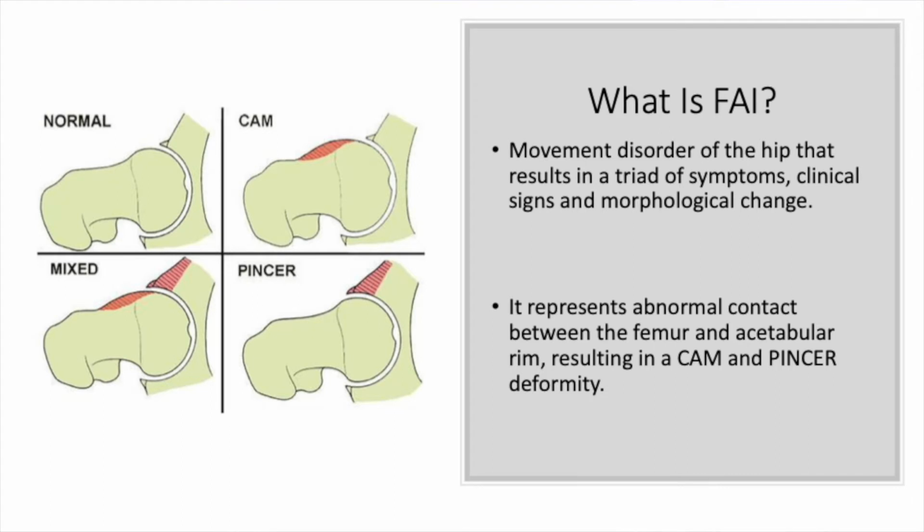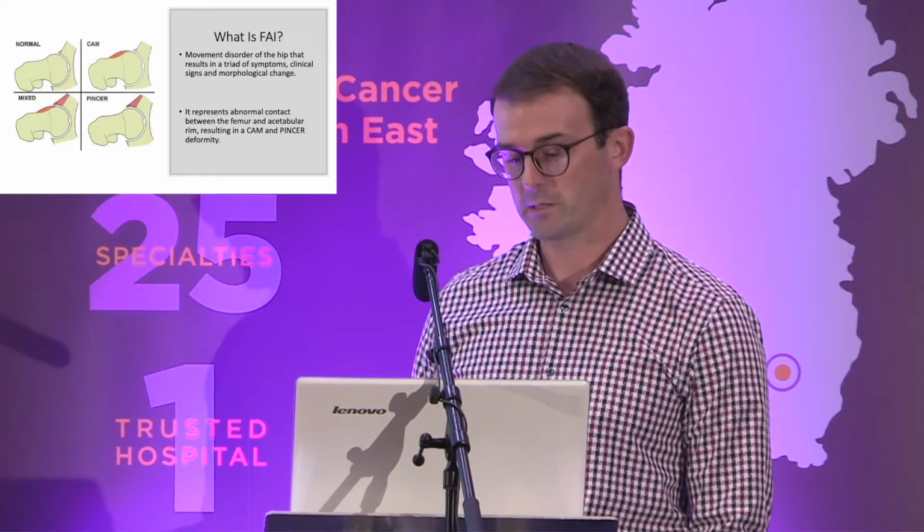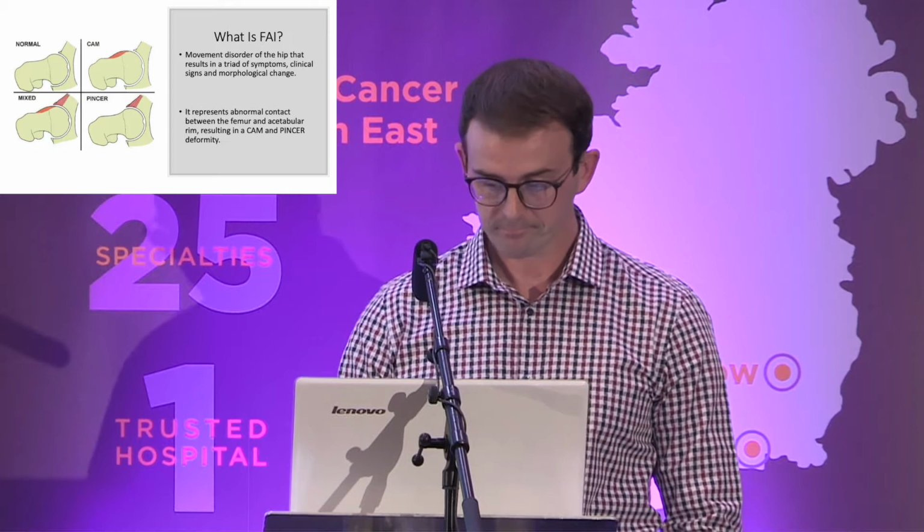So FAI, as we know, is a movement disorder of the hip that results in a triad of symptoms, clinical and diagnosed through morphological change with X-ray. It represents abnormal contact between the femur and the acetabulum, which results in deformity of a cam and pincer and then also soft tissue injury.